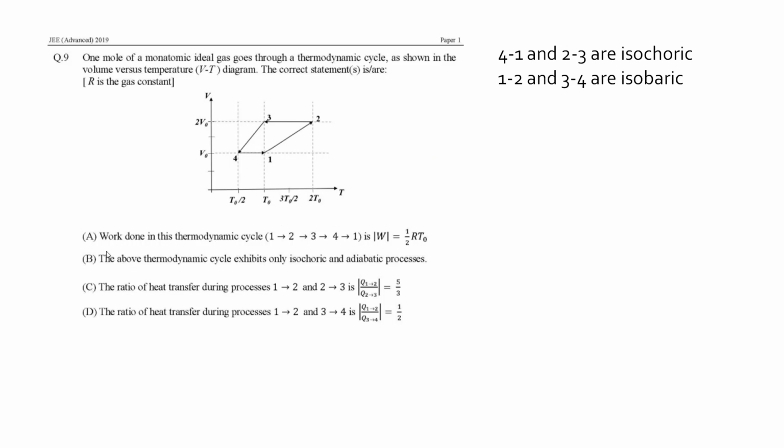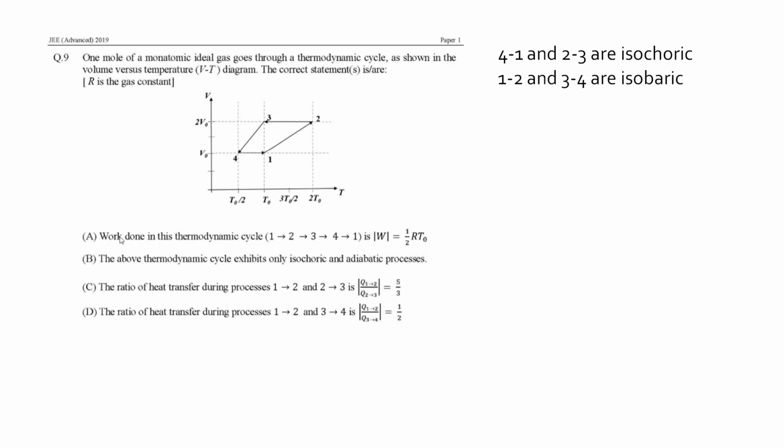Now you can see option B: the above thermodynamic cycle exhibits only isochoric and adiabatic processes. As you can see, the two main processes which take place in this diagram are isochoric and isobaric. There is no adiabatic process. So option B is wrong.